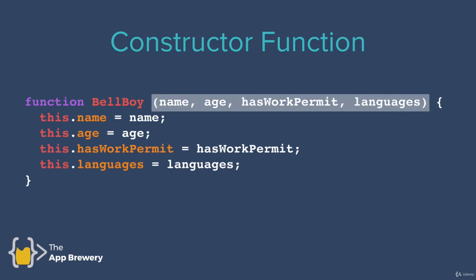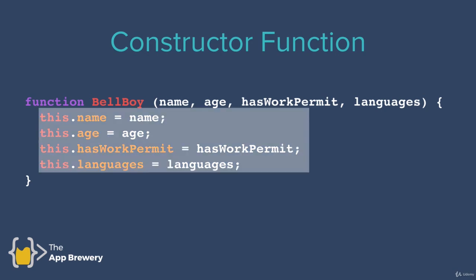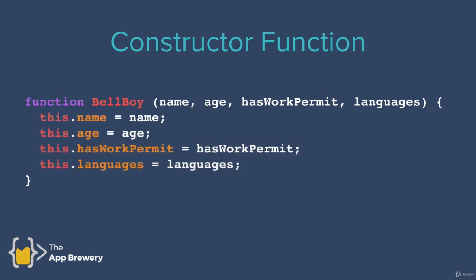Now, the constructor function takes a number of inputs, and these are the inputs that we're going to provide when we create new objects from this constructor function or from this factory. And inside the constructor function, we match the inputs to property names. So for example, we will say this.name is equal to the name that was given as an input when we constructed this object.